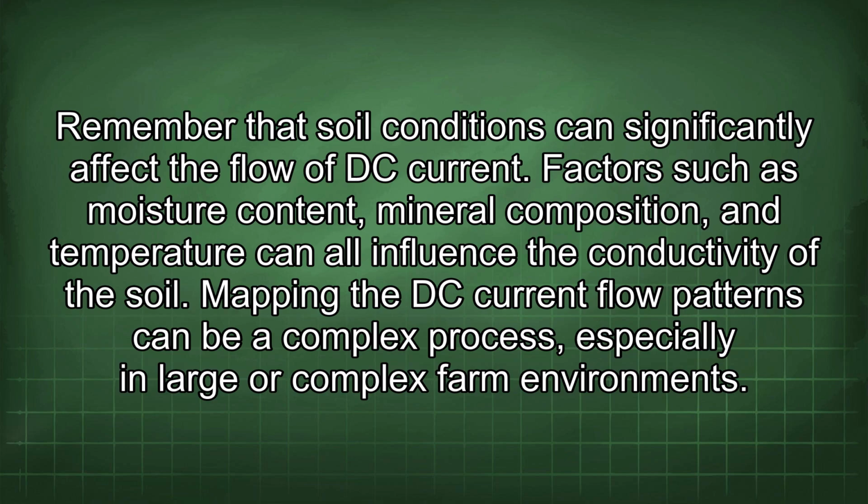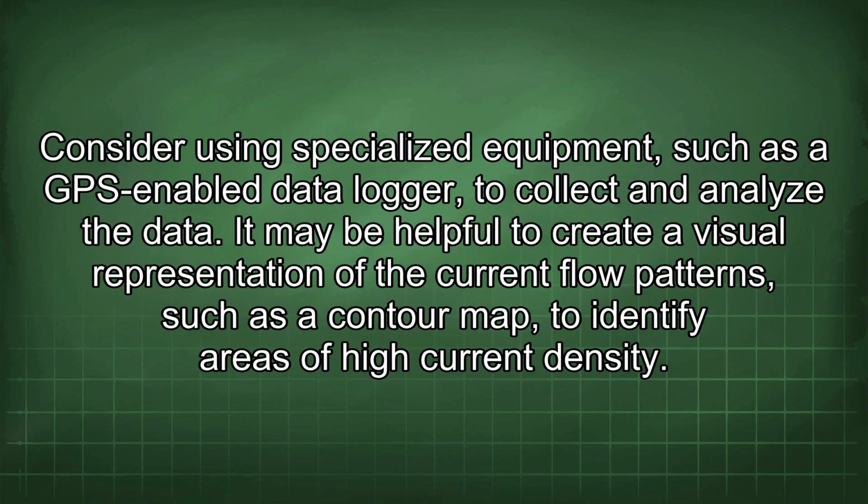Remember that soil conditions can significantly affect the flow of DC current. Factors such as moisture content, mineral composition, and temperature can all influence the conductivity of the soil. Mapping the DC current flow patterns can be a complex process, especially in large or complex farm environments. Consider using specialized equipment, such as a GPS-enabled data logger, to collect and analyze the data.